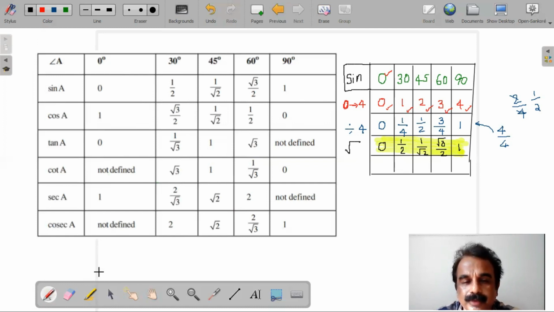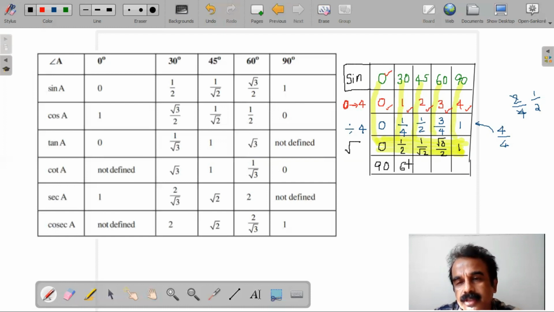Sine 0 is 0, sine 30 is 1 by 2, sine 45 is 1 by root 2, sine 60 is root 3 by 2, sine 90 is 1. It's very simple. So all the sine values are ready. Standard sine values of trigonometric functions are very clear without any confusion. It is in ascending order, it is increasing, whereas the cos value will decrease.